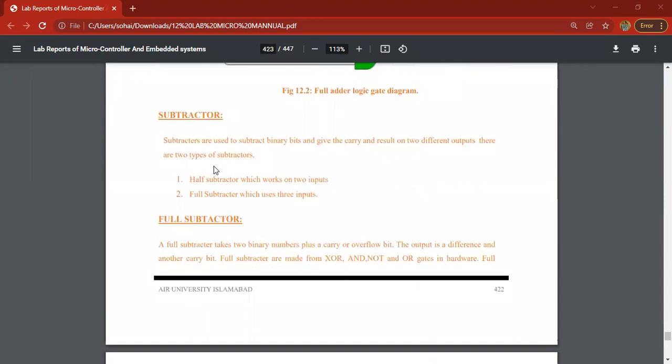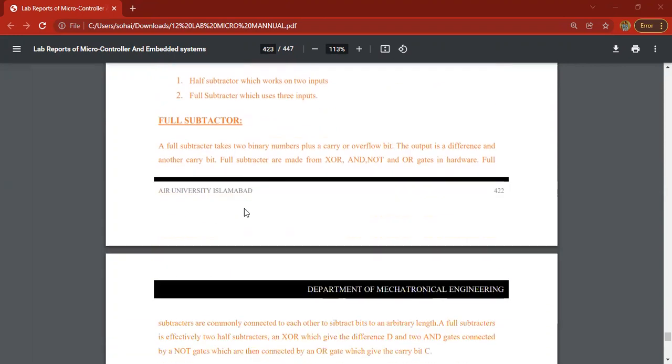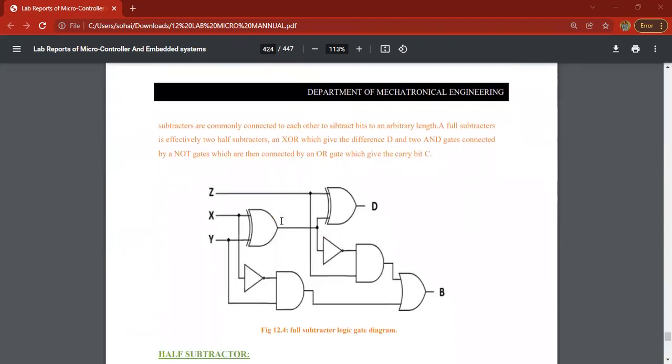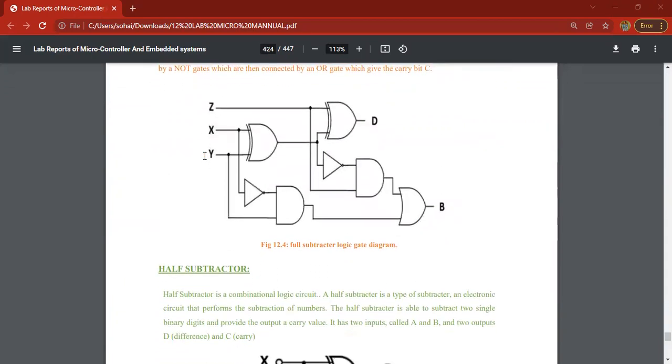Subtractor is used to subtract binary numbers and gives the difference and borrow as two different outputs. There are two types of subtractor: half subtractor, which works on two inputs, and full subtractor, which works on three inputs. Full subtractor takes two binary inputs plus a borrow bit and gives the difference and another borrow bit. Full subtractors are made from XOR and NOT gate hardware. They are commonly connected to each other to subtract bits of arbitrary length. A full subtractor is effectively two half subtractors and an XOR which gives the difference, connected by a NOT gate, and an OR gate which generates the borrow bit.